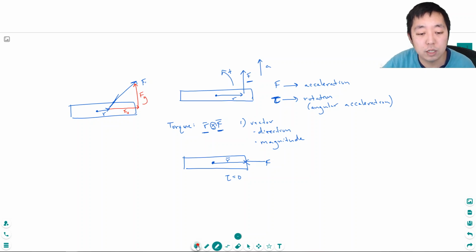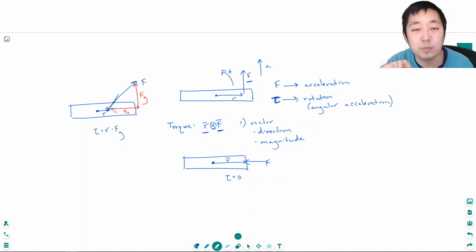And the torque would then equal this distance r times f sub y. Okay? Because I want the portion that's perpendicular to the r vector. This is a pretty tricky point, so I want to make sure we emphasize it. The torque is only the portion of the force or r vector that are perpendicular to one another. Okay? So what do we do with this torque?